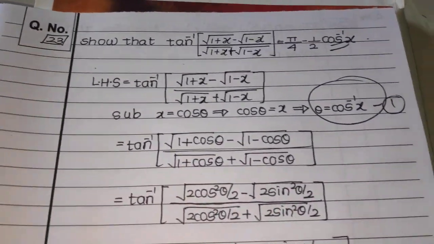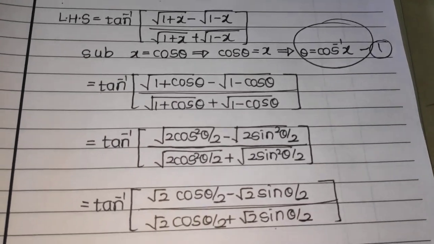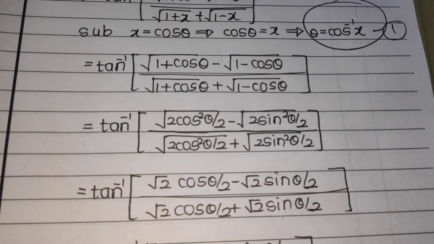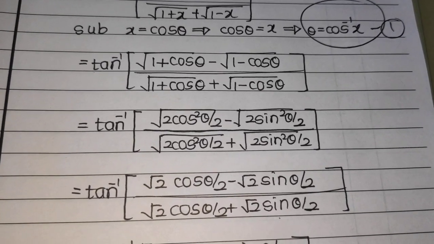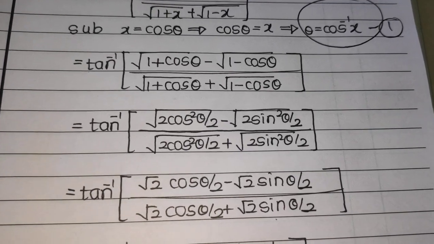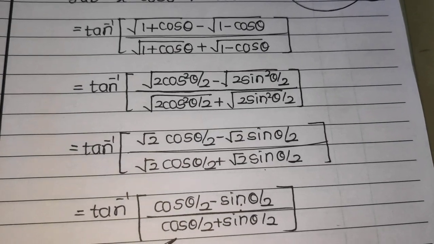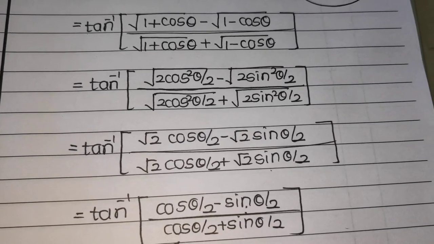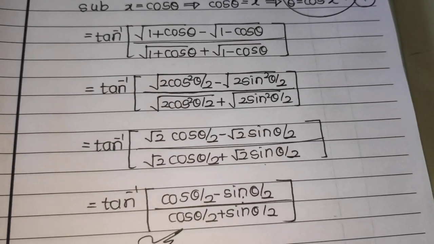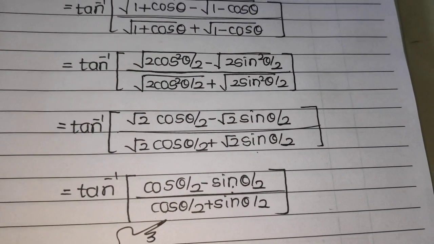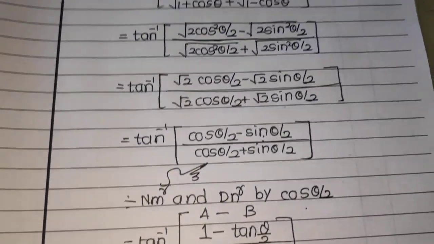Okay, so theta is cos inverse of x, and we have root of 1 plus cos theta minus root of 1 minus cos theta. Now 1 plus cos theta is 2 cos square theta by 2, and 1 minus cos theta is 2 sin square theta by 2. Out of the square root we get root 2 cos theta by 2 and root 2 sin theta by 2.